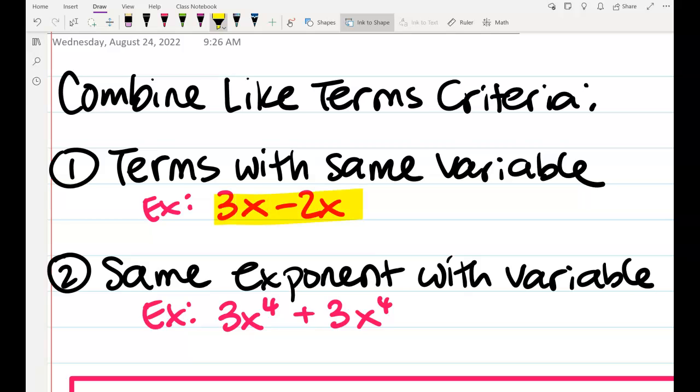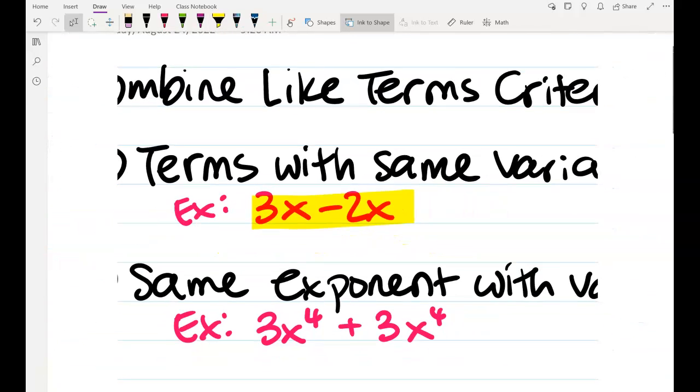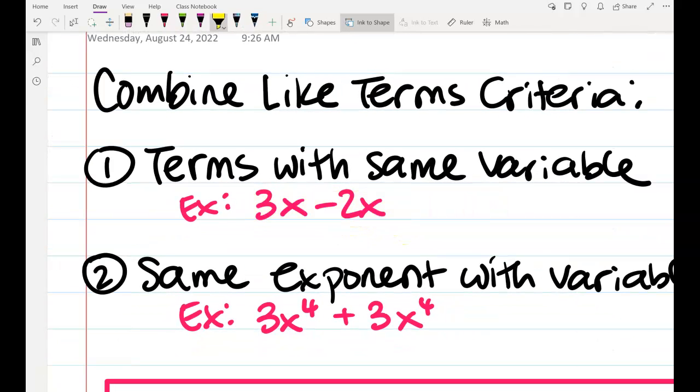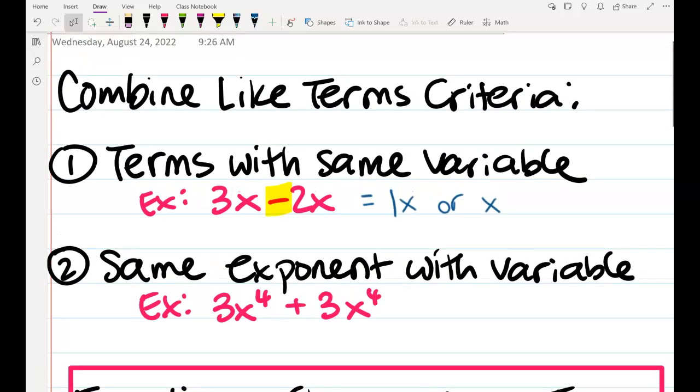As in this example here, these two terms both have an x. That means that if I wanted to, I could obey the sign in the middle, which says to subtract them, and I could therefore get an answer, which would be 1x, or you could just write x by itself, like that. Okay. The other criteria is that they need to have the same exponent with the variable.